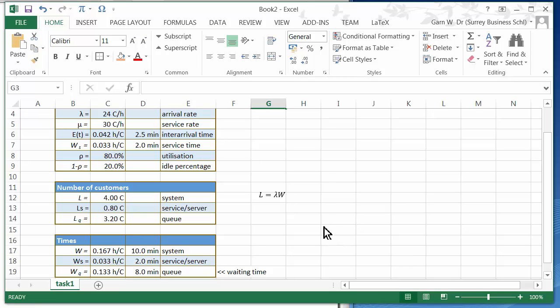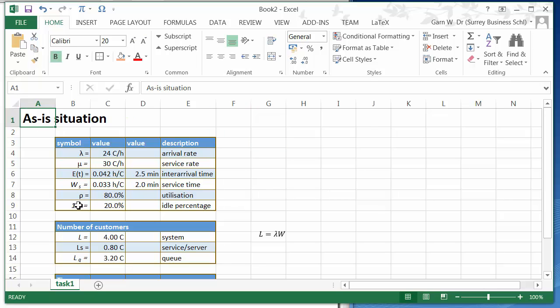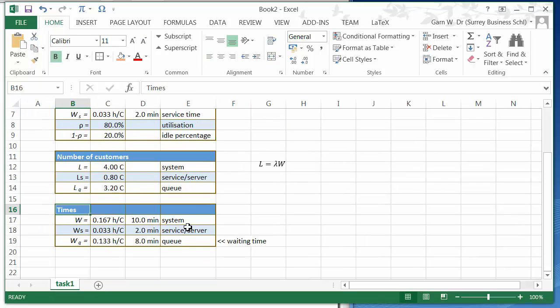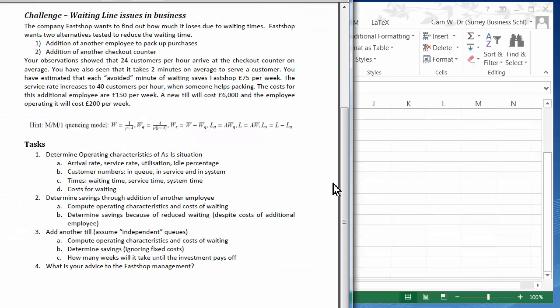In the previous tutorial, we had a look at the as-is situation, determined the number of customers and the times, and got the waiting times. Now we are ready to actually look at the financial situation of the as-is situation. So that means in particular the cost of waiting.